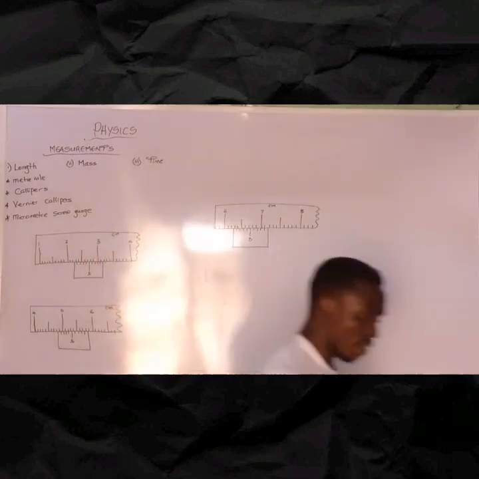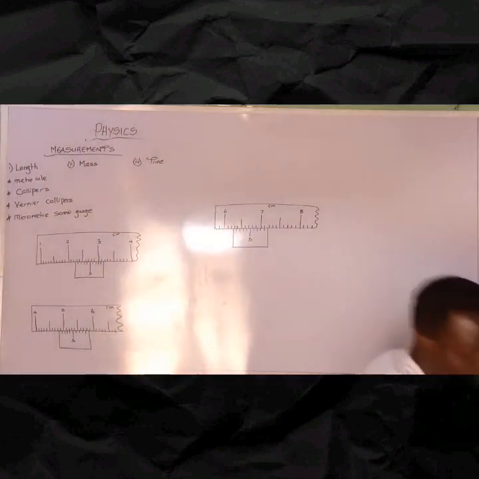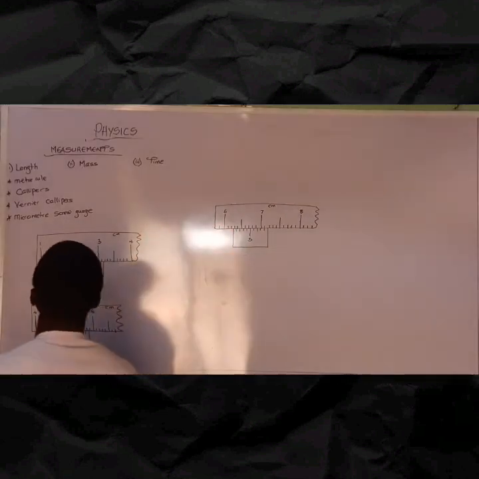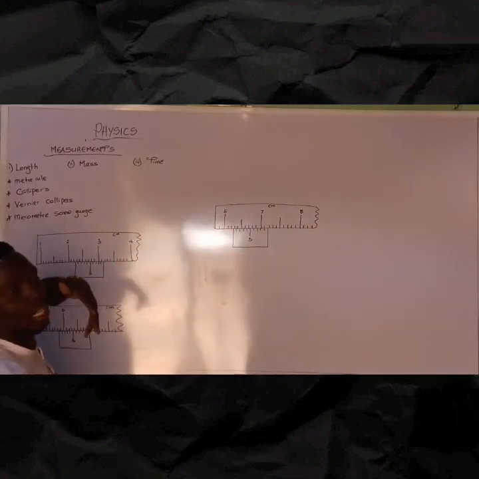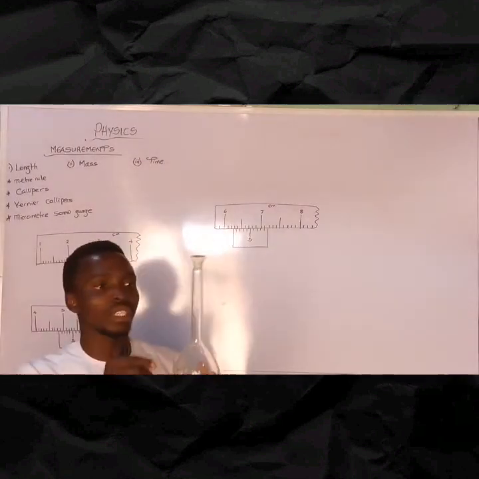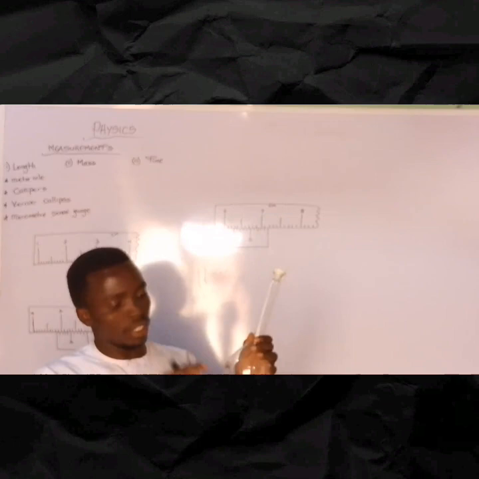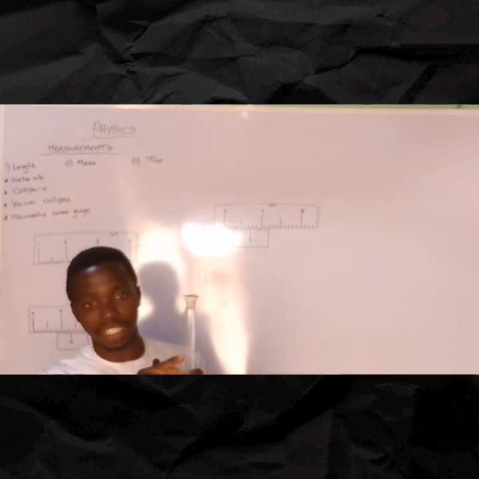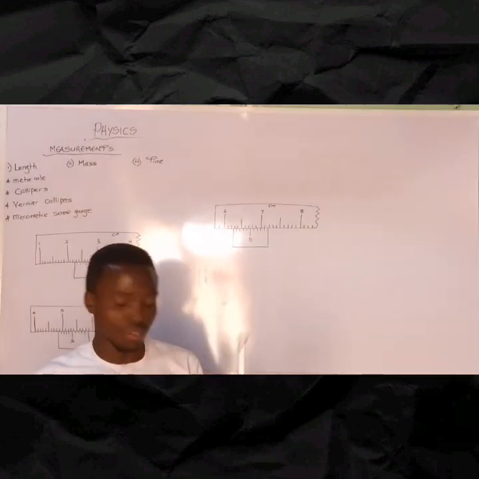Now, as regards volume, there are many ways to deal with volume because volume is derived from length. So there are many devices for measuring volume. If you check, this is a volumetric flask. That is 500 cm cube, so the mark is here. Immediately you fill it with water to this grade, that's 500 cm cube.